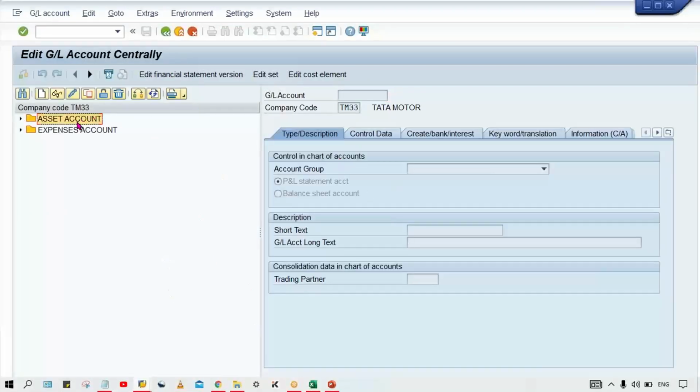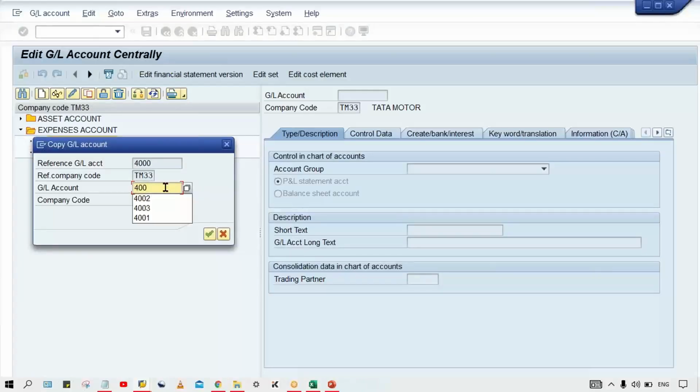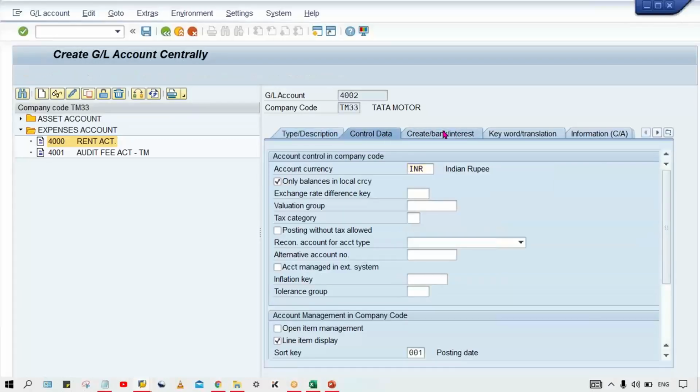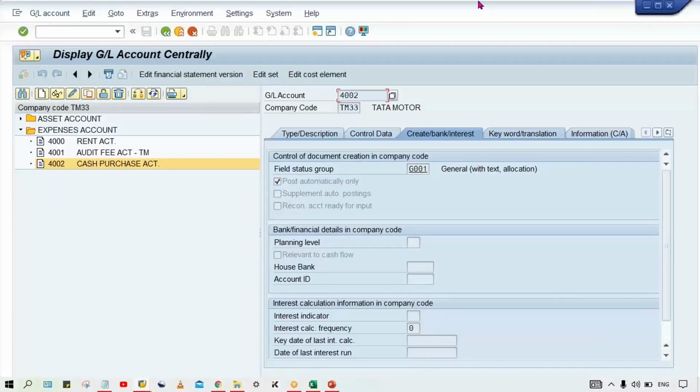Okay, good. So now here we'll copy the rent account and make it 4002. So let's suppose, as purchase account. Okay. Now you can apply here post automatically only. Save it. What is the logic behind post automatically, guys?